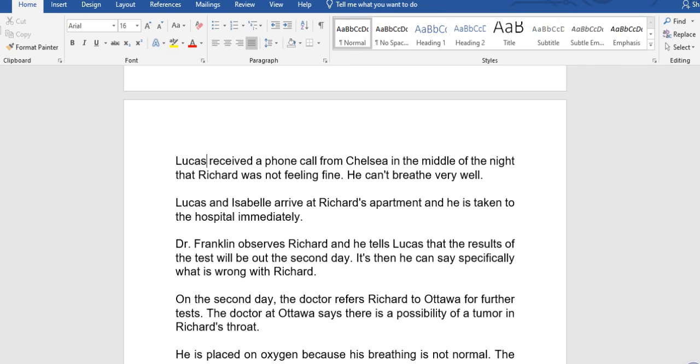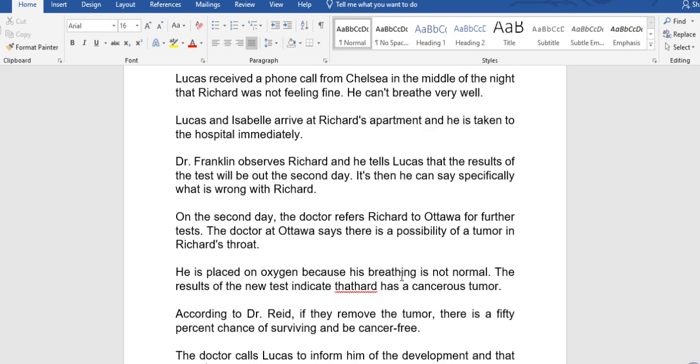So Lucas received a phone call from Chelsea in the middle of the night that Richard was not feeling fine. He can't breathe very well. Lucas and Isabel arrive at Richard's apartment and he is taken to the hospital immediately. Dr. Franklin observed Richard and he tells Lucas that the result of the test will be out the second day. It's then he can say specifically what is wrong with Richard.